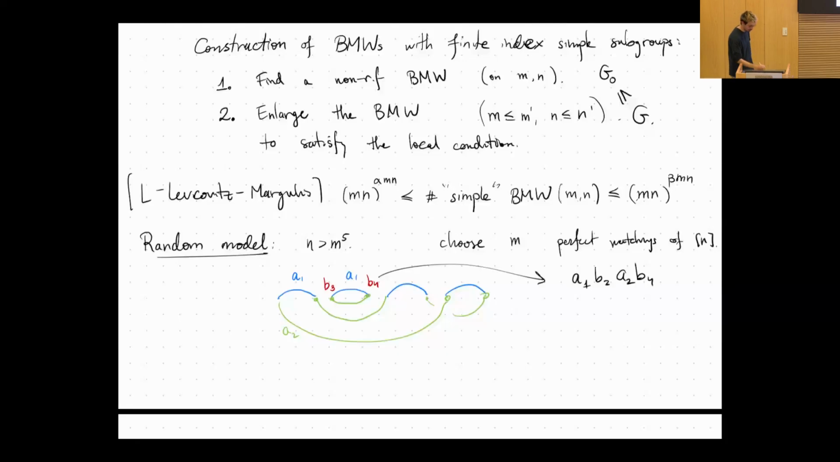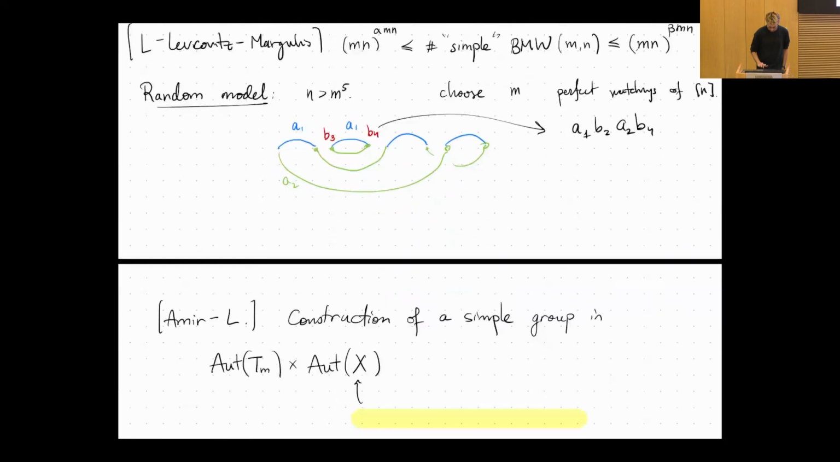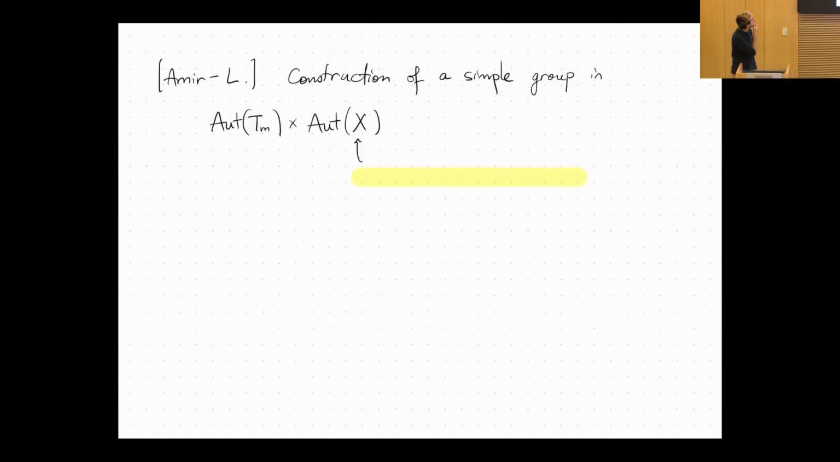So that was the random model we used, and we showed that in this random model, when M and N go to infinity and this holds, you get just infinite subgroups, so they always satisfy the local condition, and hence they're also irreducible and so on. So some fun little random model for BMWs. And maybe another last thing is a result with a student, Michal Amir.